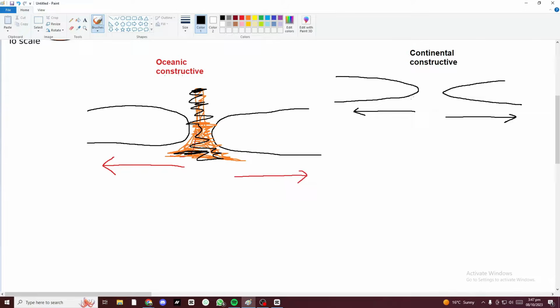So an example of this is the East African Rift Valley, which is separating at a rate of 2 centimeters per year. Okay, so that's it for divergent plate boundaries.